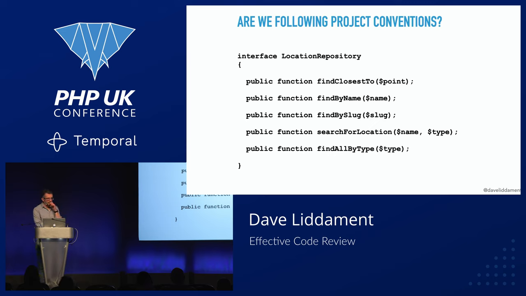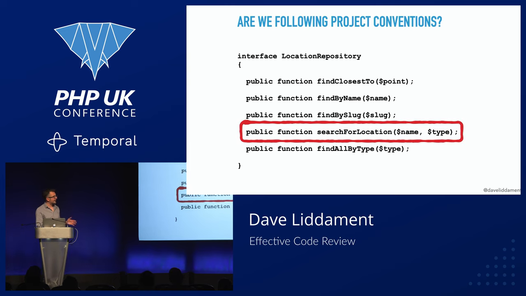Then the next question is, are we following project conventions? So we've got here a location repository. We've got 5 or 6 methods in there. And if you notice them, they all start with find, apart from this one, search for location. So this doesn't seem to fit the pattern of whatever naming conventions we have here. So I would probably pull that up and say, look, is there a reason this method isn't called find by location, like all the other methods in there? Now, if you've got an existing project, or even a new project, if you're adding code review to this, probably what you'll get is lots of conversations like this.